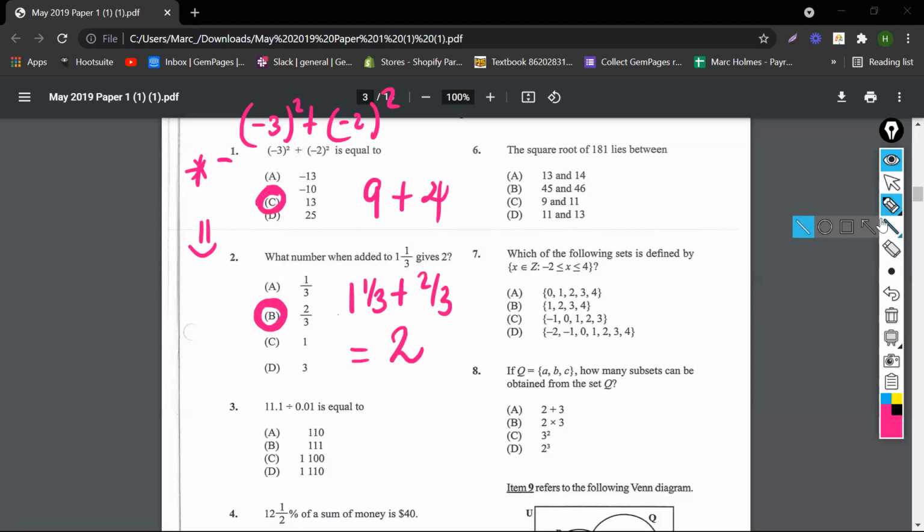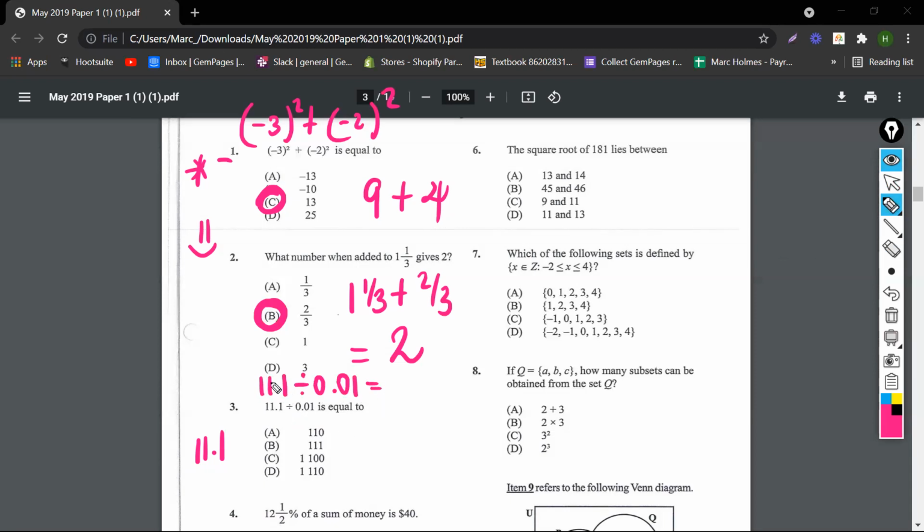So number 3 says, 11.1 divided by 0.01 is equal to. So this is really easy, guys.